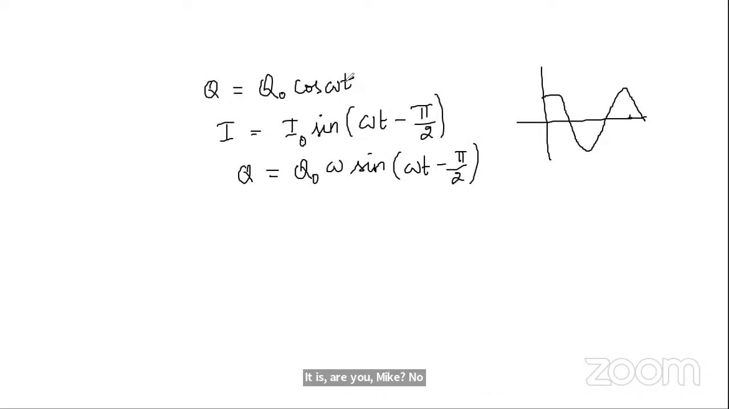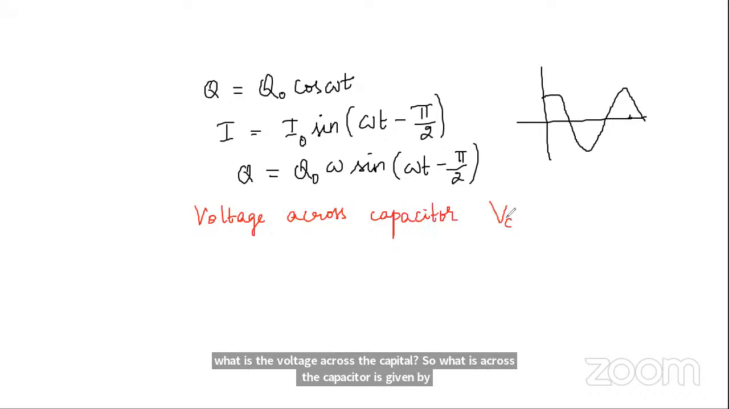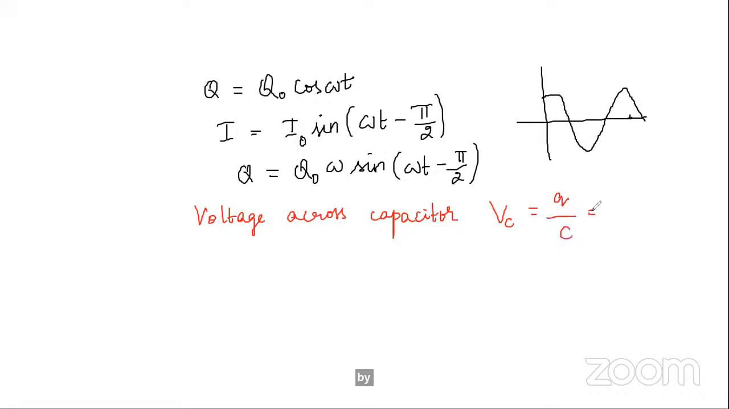So now what is the voltage across the capacitor? The voltage across the capacitor is given by V_C is equal to q by C. So that will be equal to Q naught by C cos omega t. Nothing but this equation, q equal to Q naught cos omega t. Instead of capital letter Q, I am using small letter q.